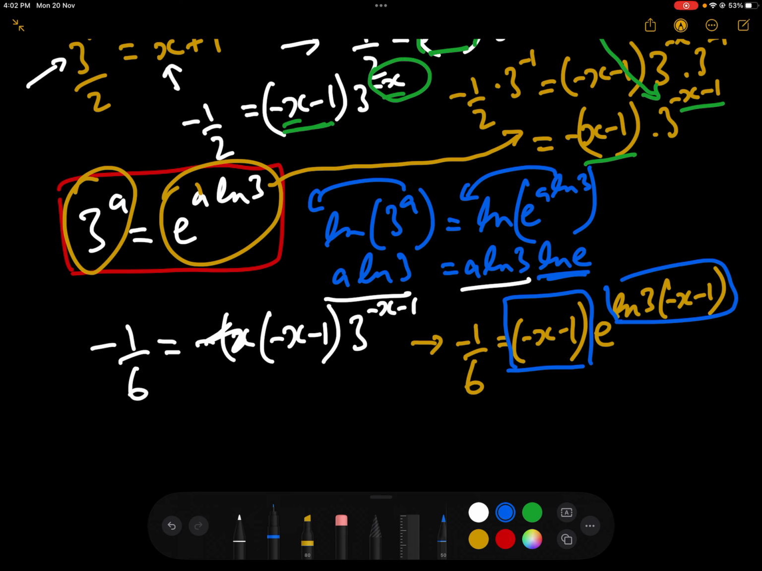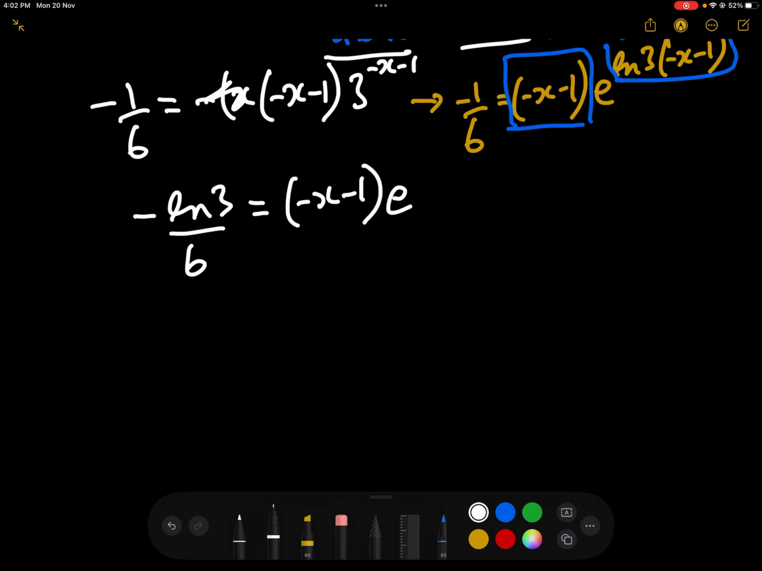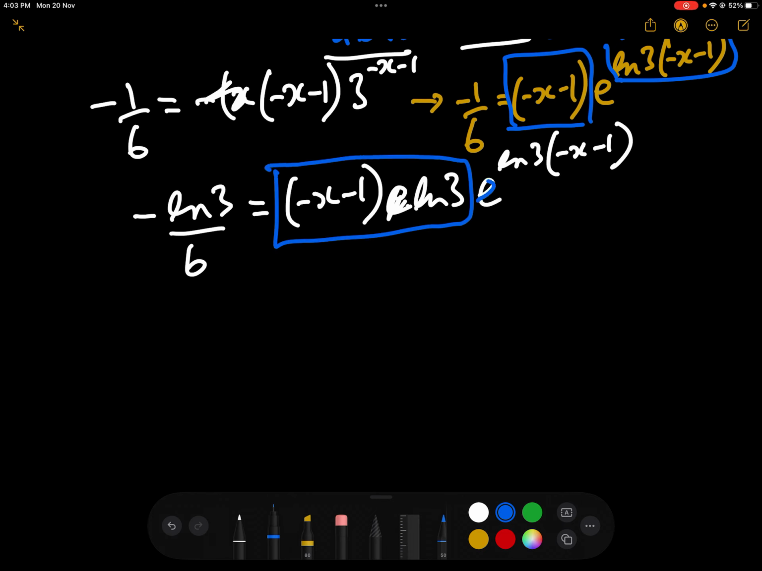Now, that's created a small problem in that now, if we look at this and this, they're not the same again. But it's very easy to get them the same. All we've got to do is multiply both sides by log 3. So let's do that. So we get minus log 3 over 6 equals, brackets, minus x minus 1 times log 3, e to the minus x minus 1 times log 3. So we again have z e to the z, and the z now is the same, equals c.